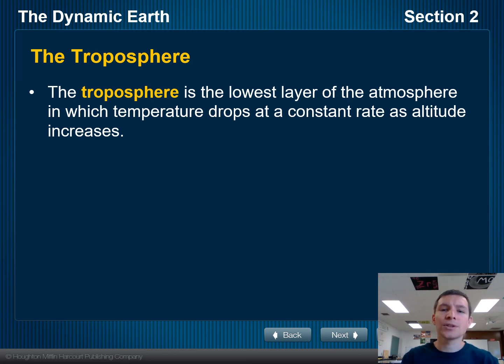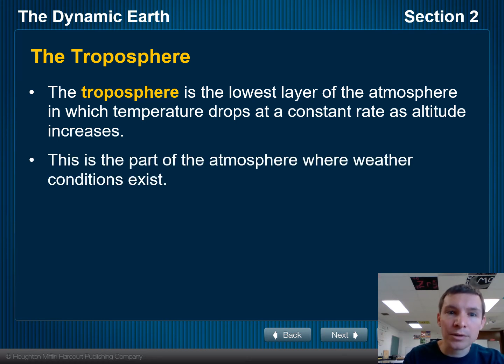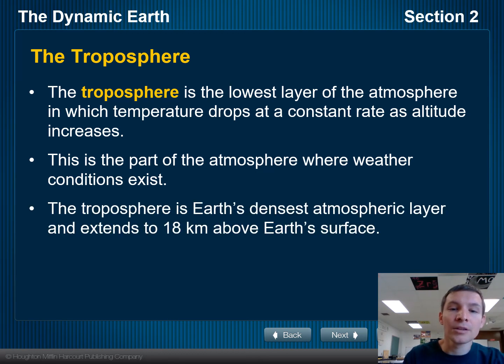So the troposphere is the lowest layer of the atmosphere in which temperature drops at a constant rate as altitude increases, hence the snow-capped mountains. This is part of the atmosphere where weather conditions exist. I would make a special note of that. The troposphere is Earth's densest atmospheric layer and extends 18 kilometers above Earth's surface.